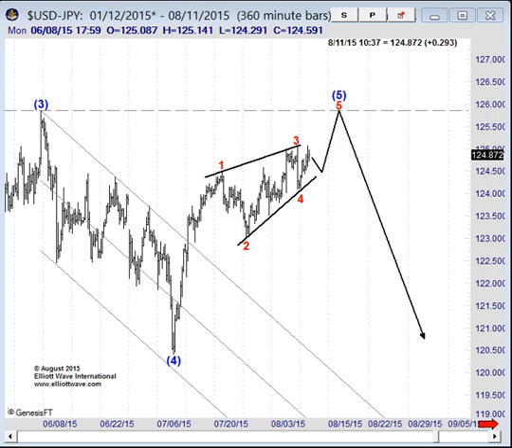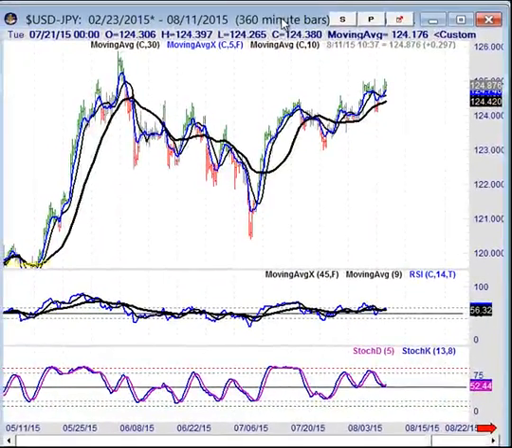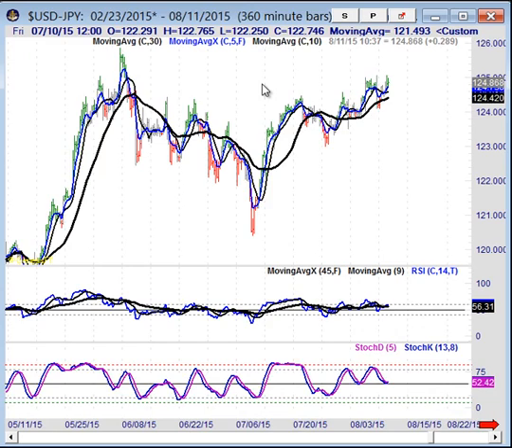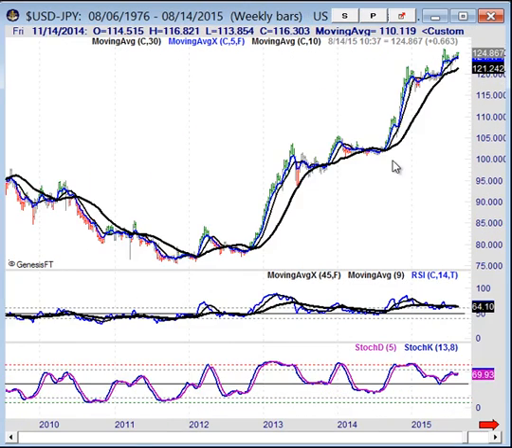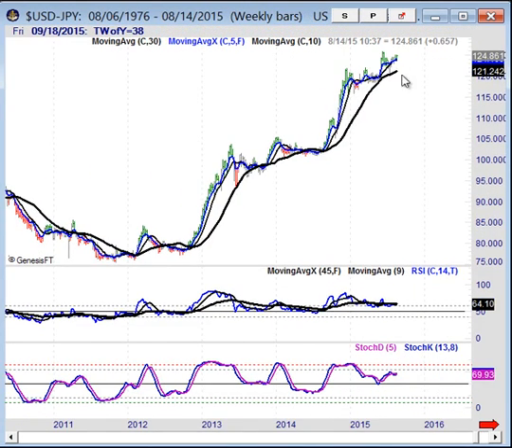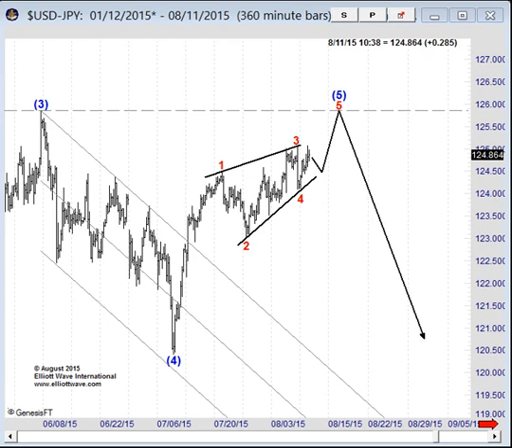So you could make the case that we're forming some type of ending diagonal where we may rally into next week and then put in a very significant top. In fact, that top would signal the termination of what we've seen on the daily chart level and probably what we've seen on the weekly chart level. So that could really lead to a very massive decline in this market. Okay, well, here's today's lesson.